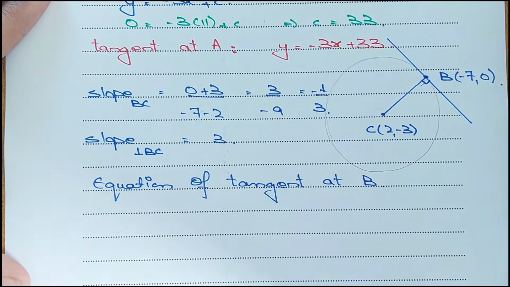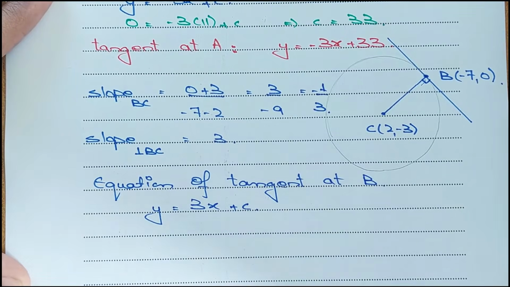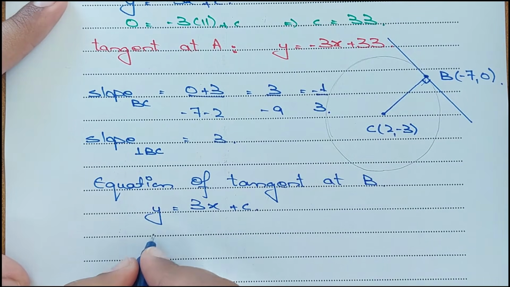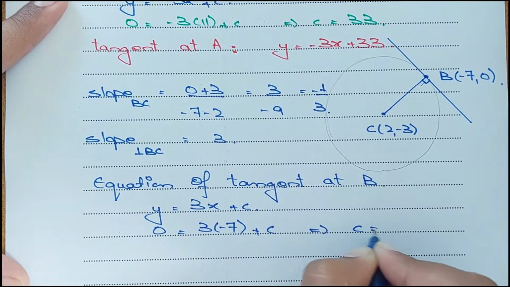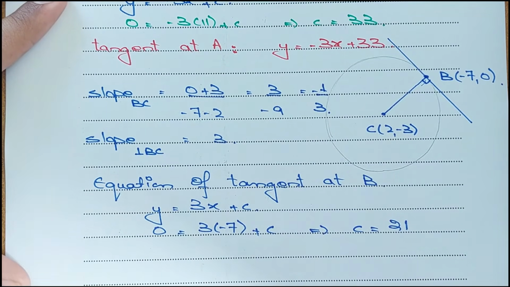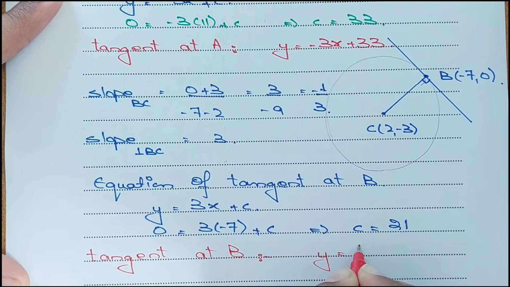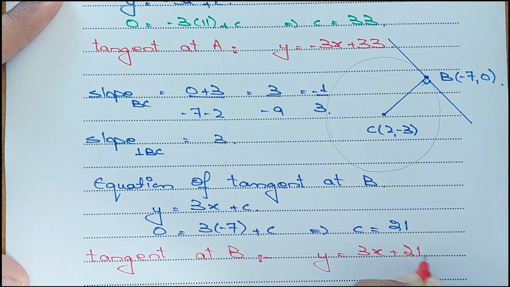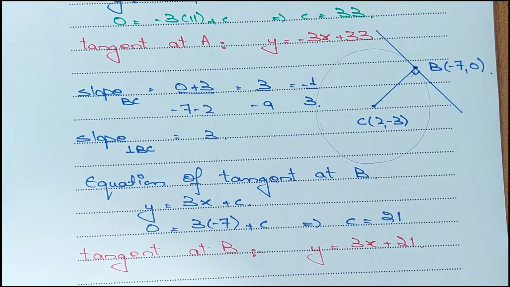Right. So the equation of tangent to the circle at B is y equals 3x plus c, and to get the c value using the point, 0 would be equal to 3 times minus 7 plus c. So here c value is 3 times 7 is 21, so shifting over here would be positive 21, right? So we have tangent at B is y equals 3x plus 21, right? So these are the two equations of tangents to the circle at point A and at point B.